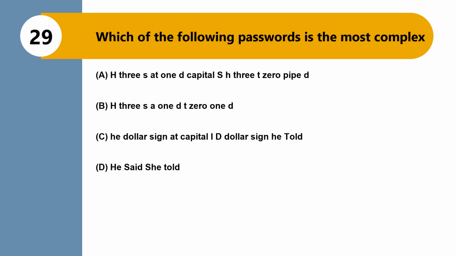Question 29. Which of the following passwords is the most complex? Option A, H3S@1D capital SH3T0 pipe D. Option B, H3SA1DT01D. Option C, he $at capital ID $he told. Option D, he said she told. The correct answer is option C, he $at capital ID $he told.